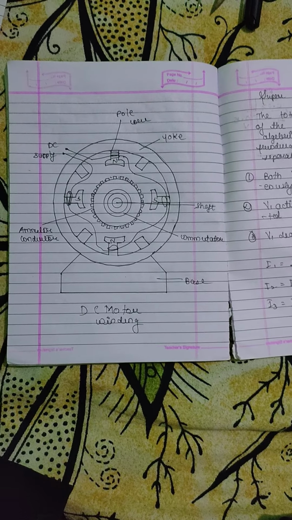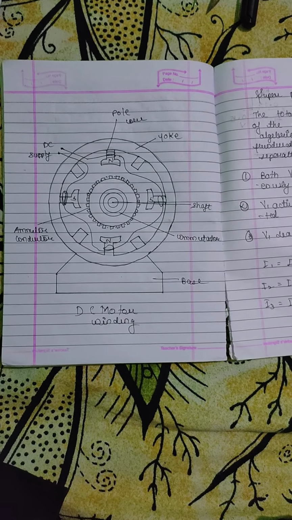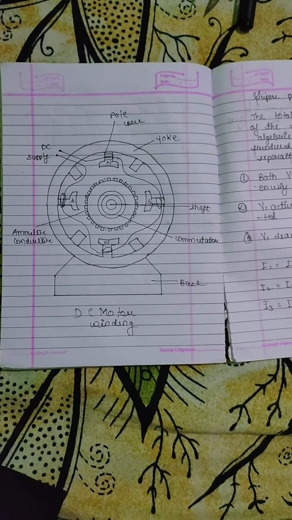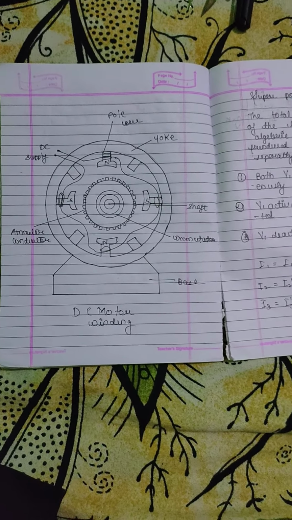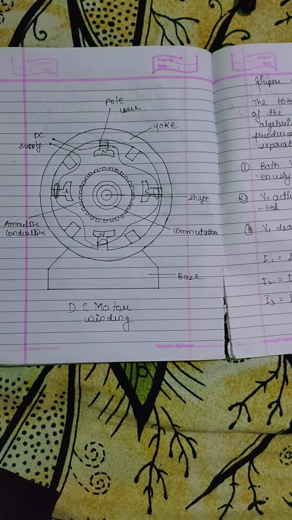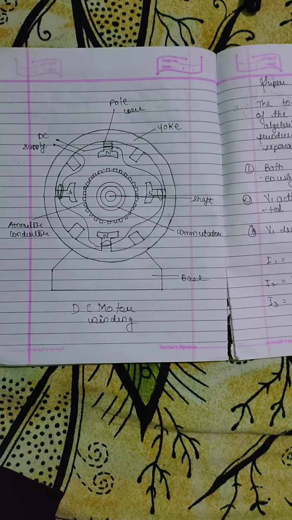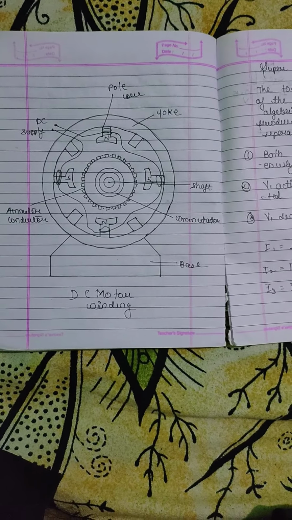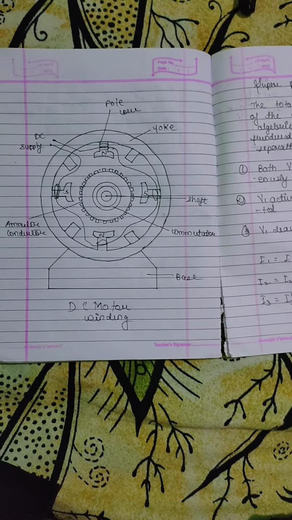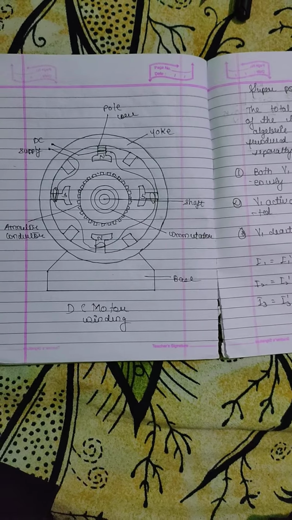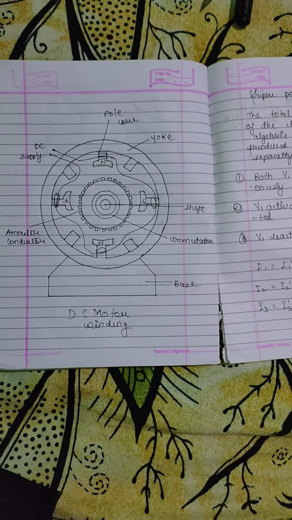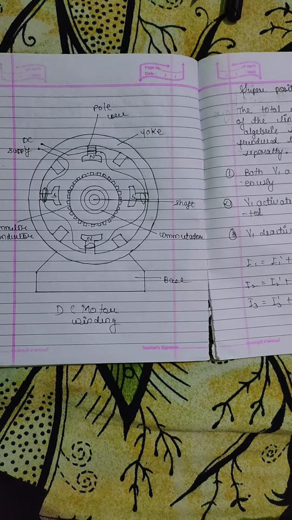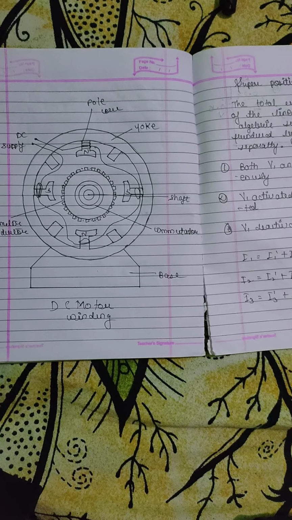Talking about the working principle of the DC motor, when the current carrying conductor is placed in the magnetic field, it experiences a force. This is Faraday's law. As the definition of Faraday's law states, when a current carrying conductor is placed in the magnetic field, the conductor experiences a force.